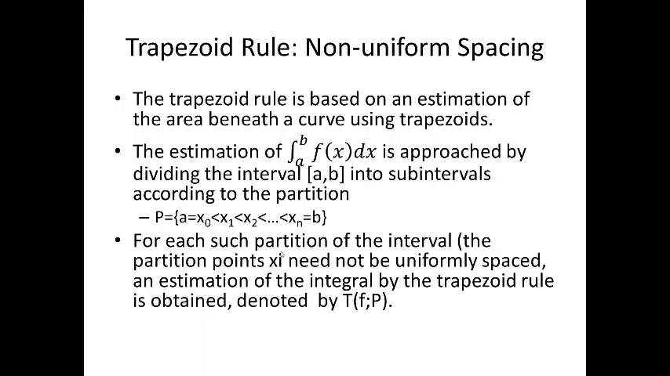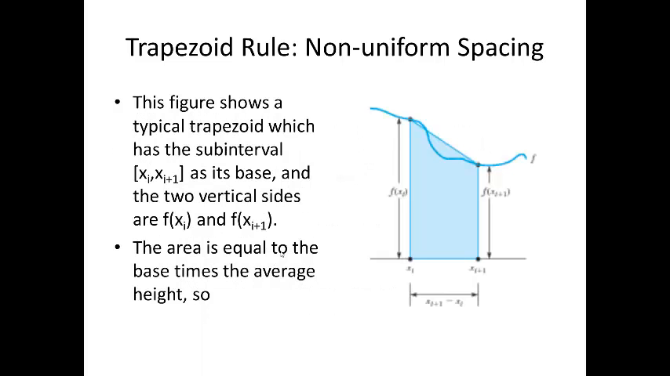But we get an estimate of the integral by the trapezoid rule, and this is denoted by T(f; P). So here it is with non-uniform spacing, and this figure shows a typical trapezoid which has the subinterval [x_i, x_{i+1}] as its base. You can see down here it runs from x_i to x_{i+1} at its base, and its height is on the left-hand side f(x_i), and on its right side it's f(x_{i+1}).